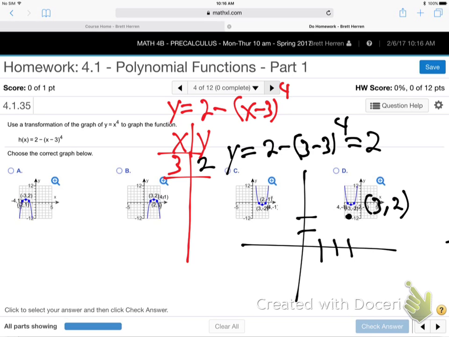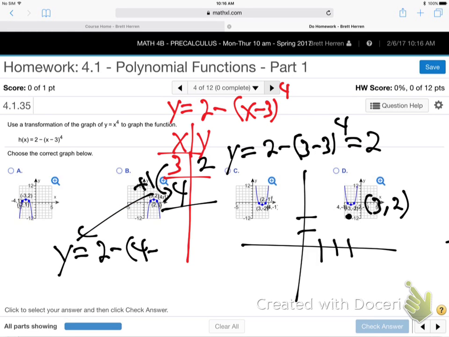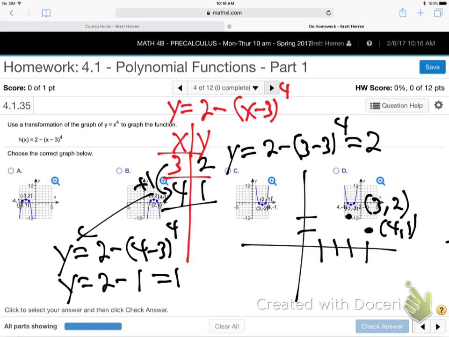Now, what do you do to find the other point? Just add 1. This is easy, right? Add 1. Plug in 4. So what do you get? I'll bring it over here. So y equals 2 minus, what is it, 4 minus 3 to the 4th? That's going to be 2 minus 1, huh? It's going to be 1. Over 4, up 1. So here's the center point, and then there's the other point.